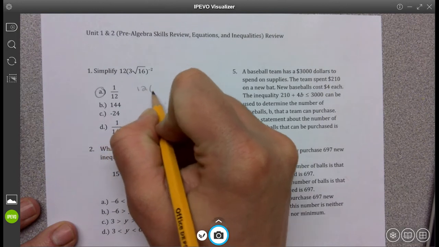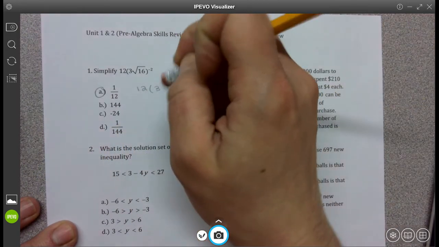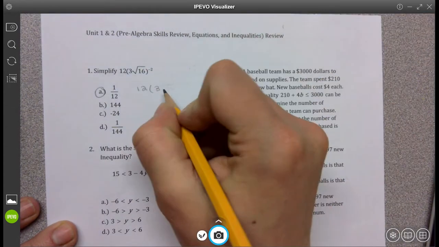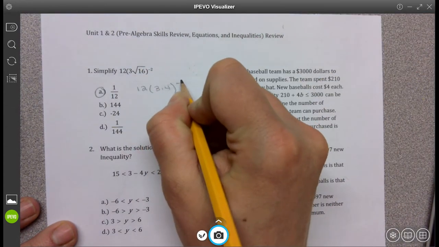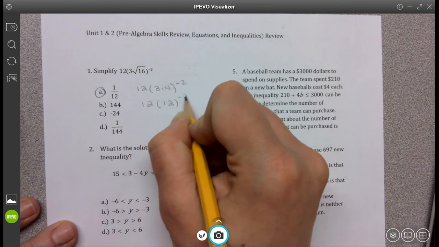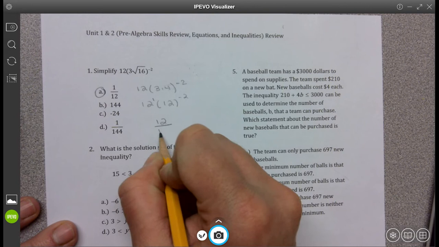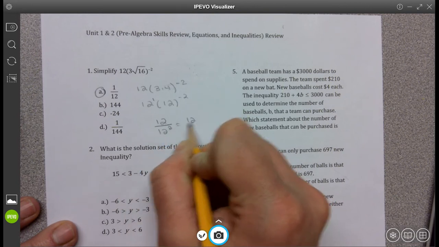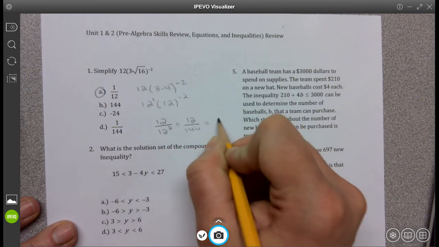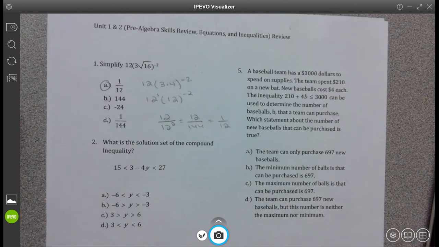Or what you could have done is simplify as you went. This is to the positive first, so it stays. This is negative, so it goes. And we have 1/12. Either way is fine.